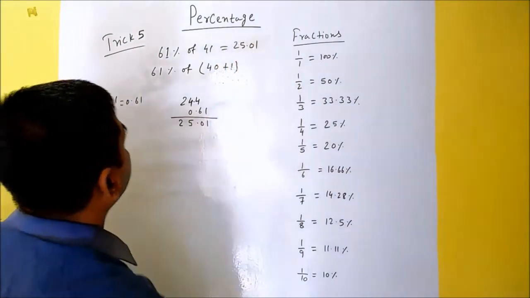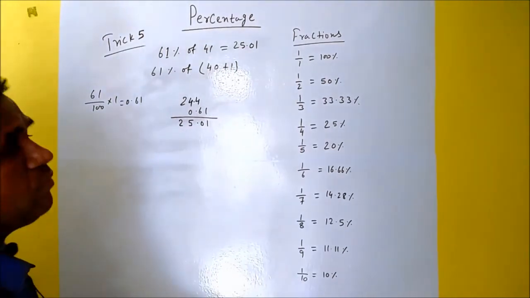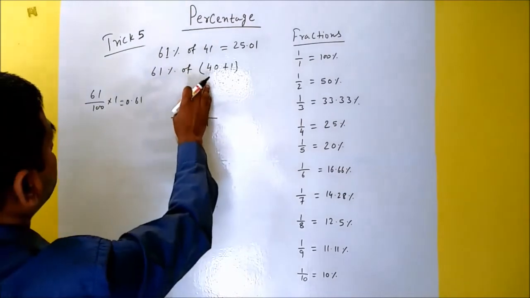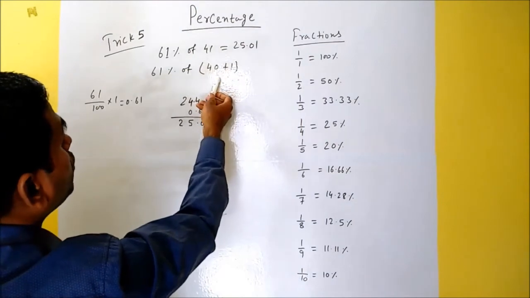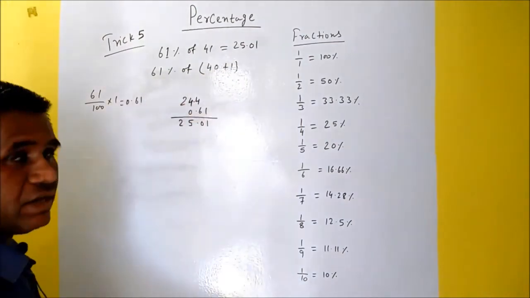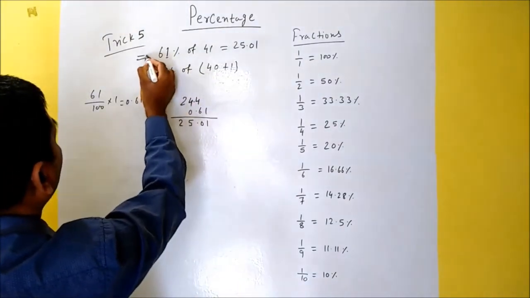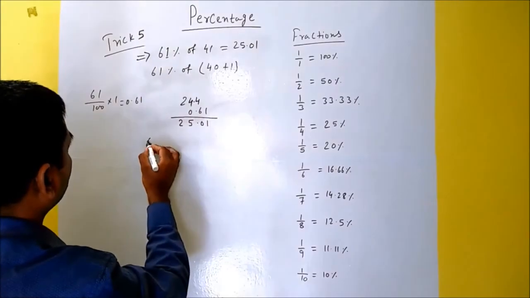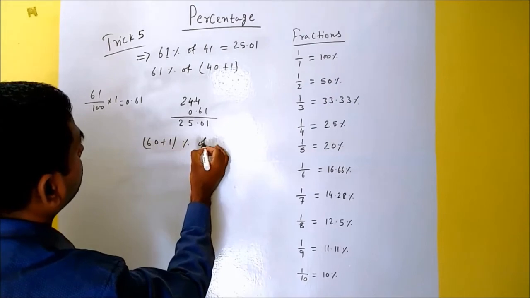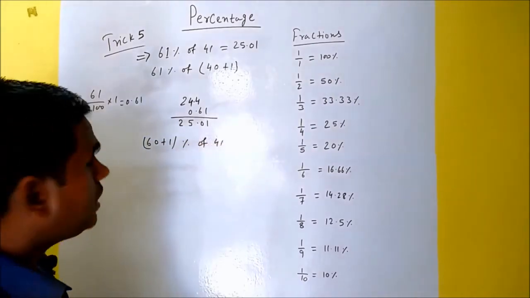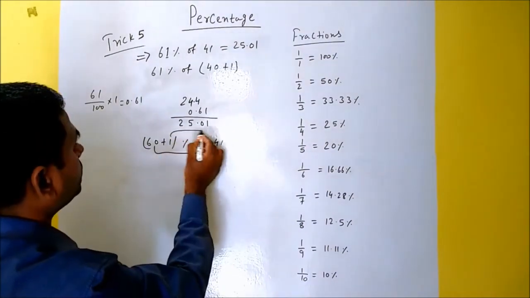Okay, so let's take another example. In the next example, we are going to do this same problem. Here we split the second number. We can also split the first number, and then you will get the same result. So I'll be solving the same problem by splitting the first digit. So the first number is, we can say, 60 plus 1% of 41.